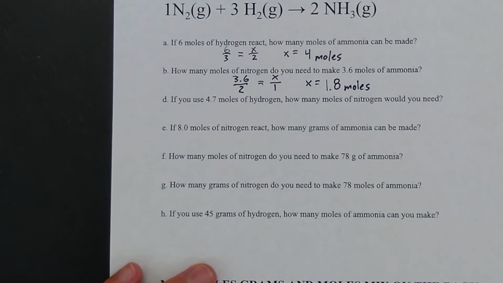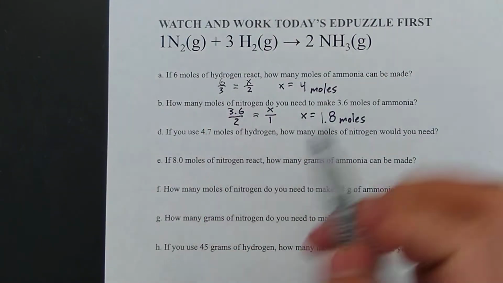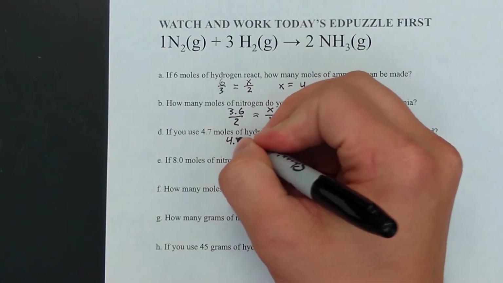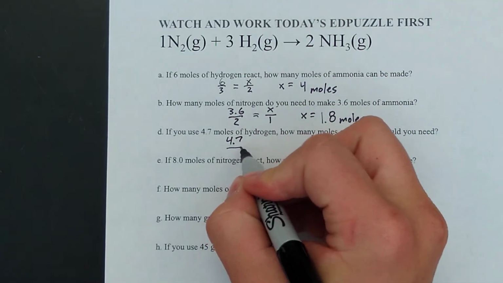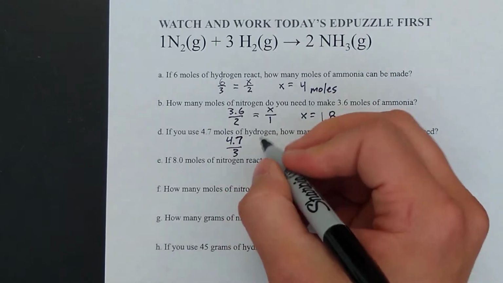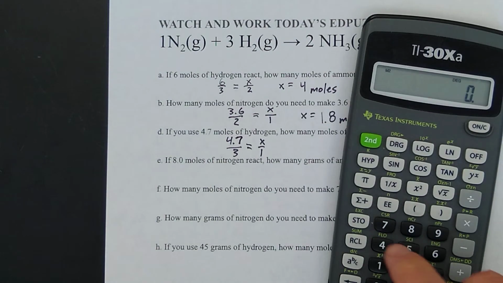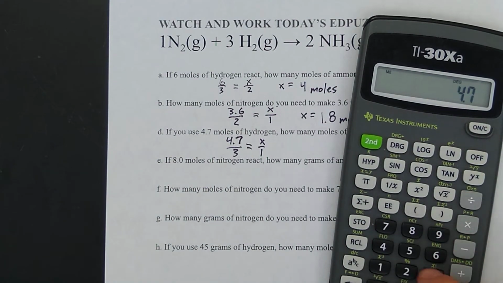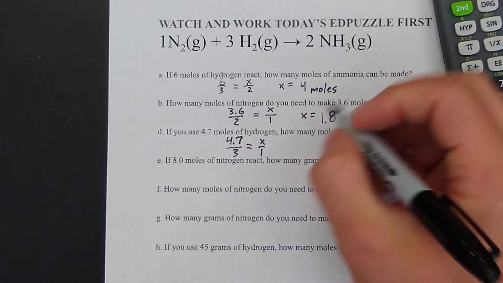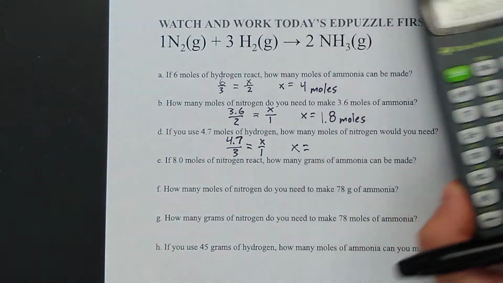Letter D, if you use 4.7 moles of hydrogen, how many moles of nitrogen would you need? So 4.7 moles of hydrogen, so we'll just do 4.7 is to 3, as x is to 1. 4.7 divided by 3. That means our x is equal to 1.6.